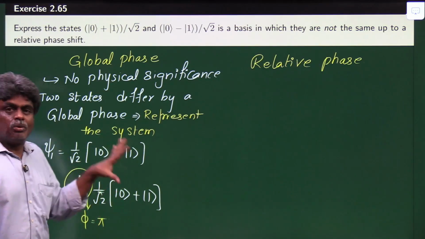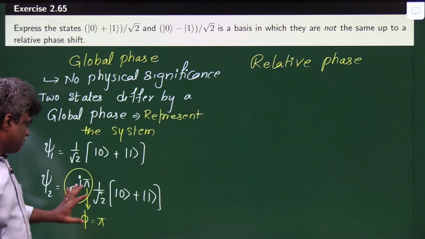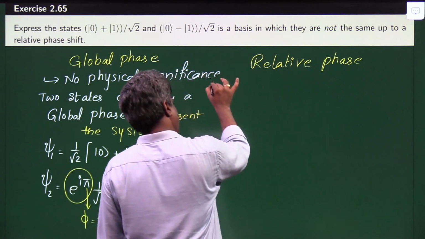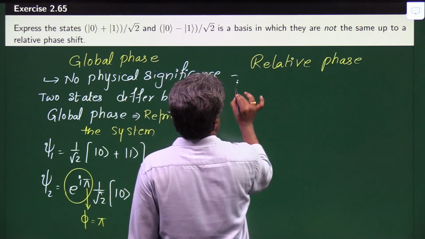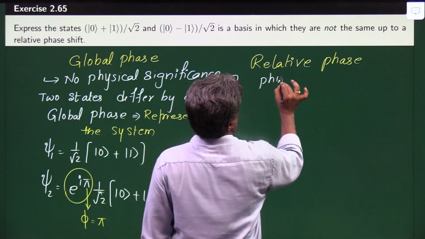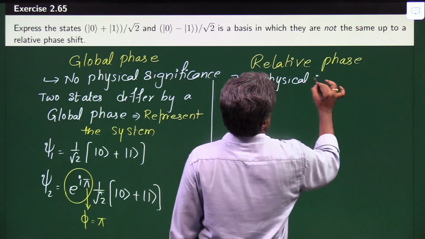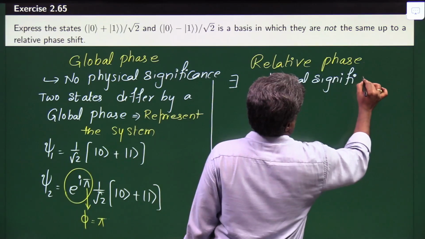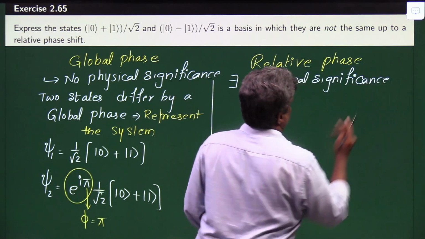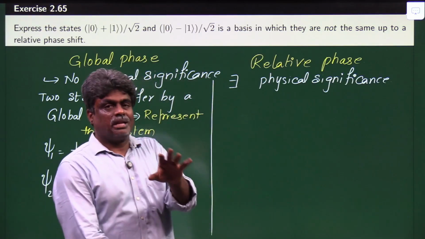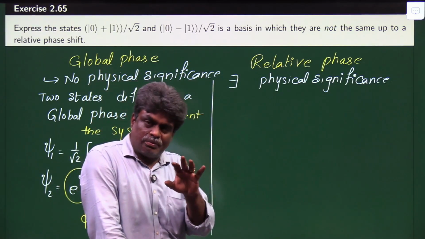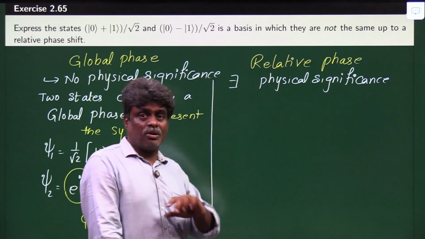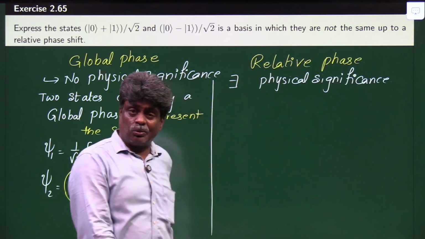Both the states represent the same system, only a phase difference is there. But if you come to the relative phase, there exists a physical significance. The reason is very simple. The states which differ by this relative phase represent two different states. So not the same system, two different systems.